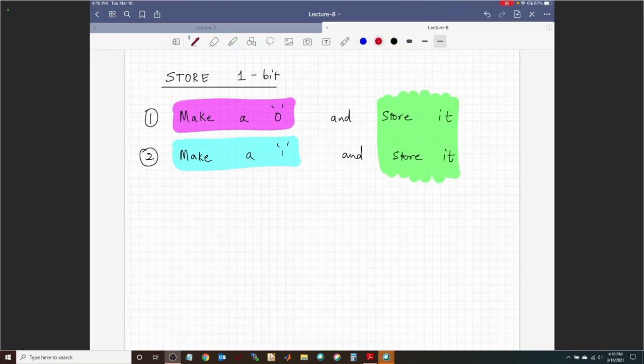So making the output into a 0, what should I call that? S or R? Making the output a 0, should I call it set or should I call it reset? I should call it reset, right? And making the output into a 1, I should call that a set state. What should I call this green state?